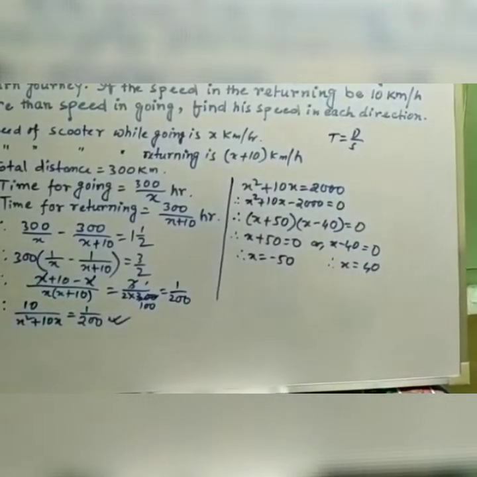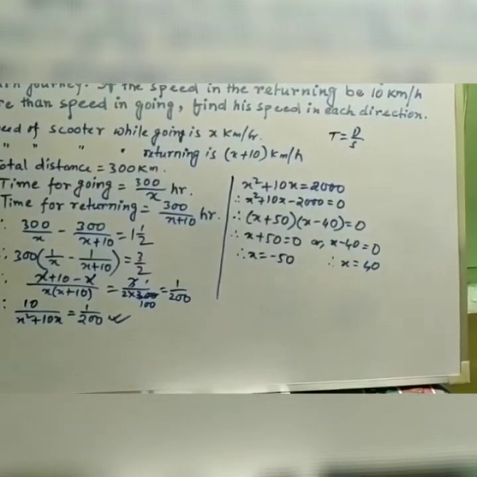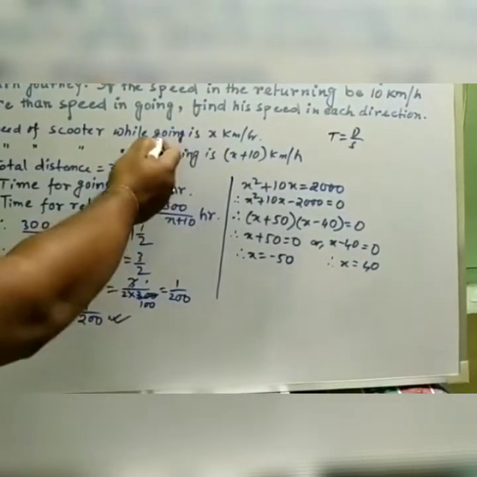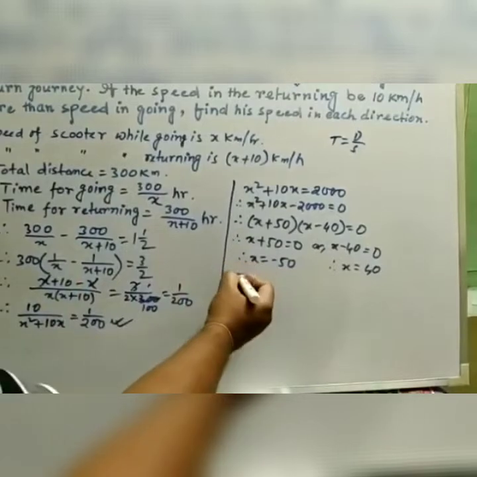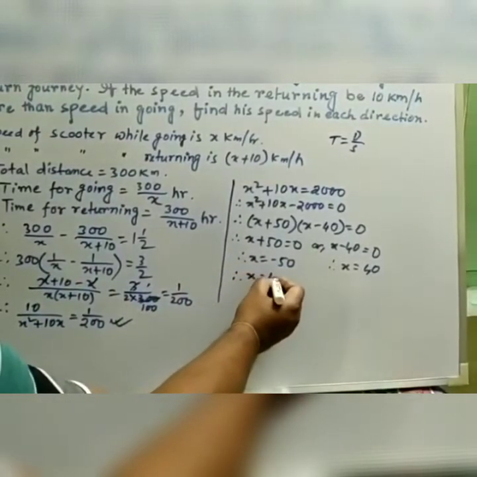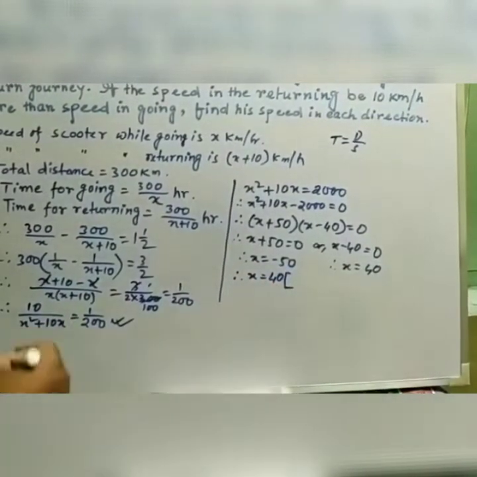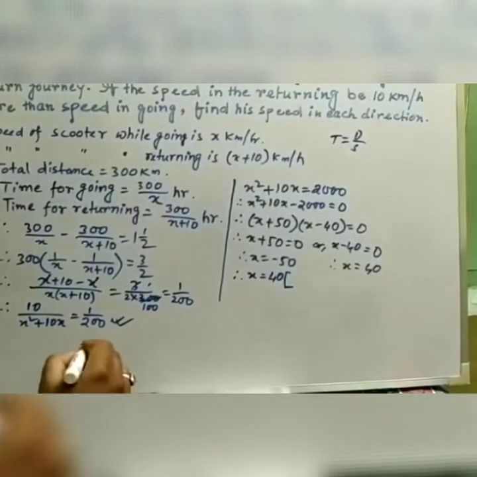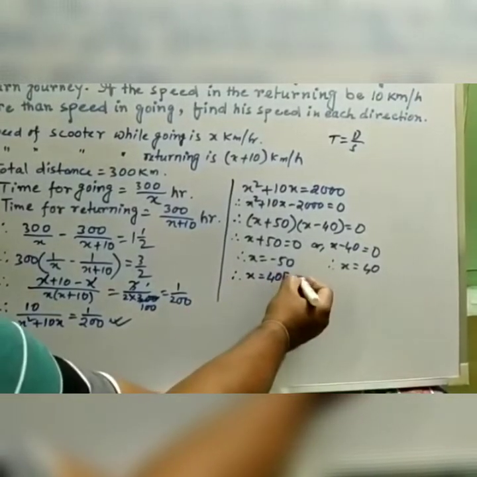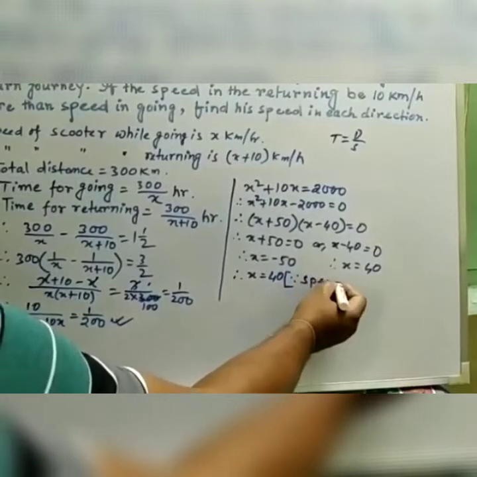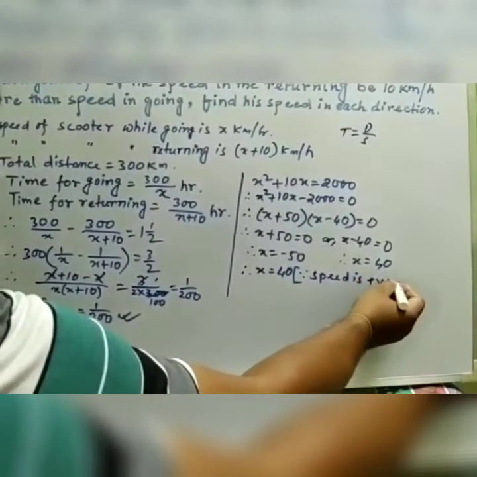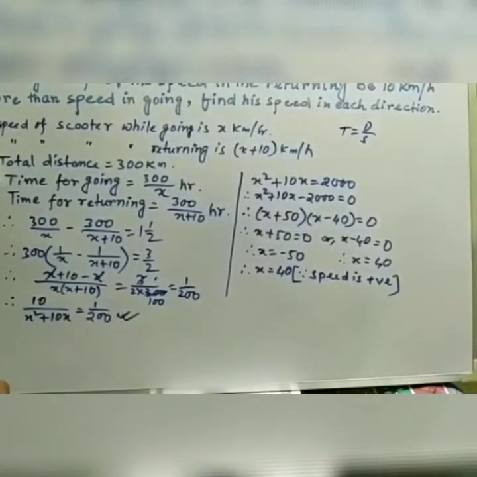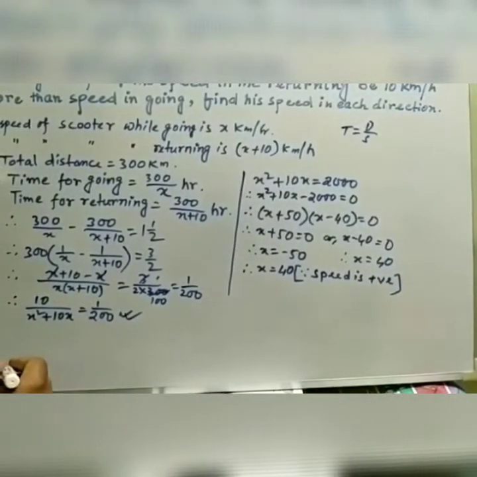Okay, so we got the two values, one is negative, another one is positive, but we have taken x as a speed, but speed cannot be negative, so we will not take the minus 50 value. So x is 40, and why we are not taking negative, that you need to write. So here you will write, since speed is positive, speed always becomes positive, so that's why we have taken the positive value.